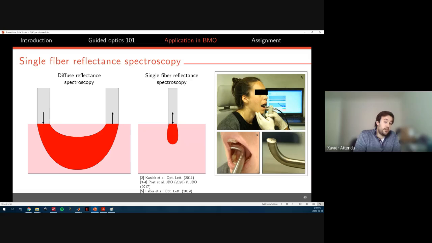But what's developed here in Amsterdam is this technique called single fiber reflectance spectroscopy, where you only use a single fiber for both illumination and collection. And this allows you to, again, assess the optical properties, potentially deep inside the human body, and extract meaningful information that you couldn't access with a standard camera, for instance.